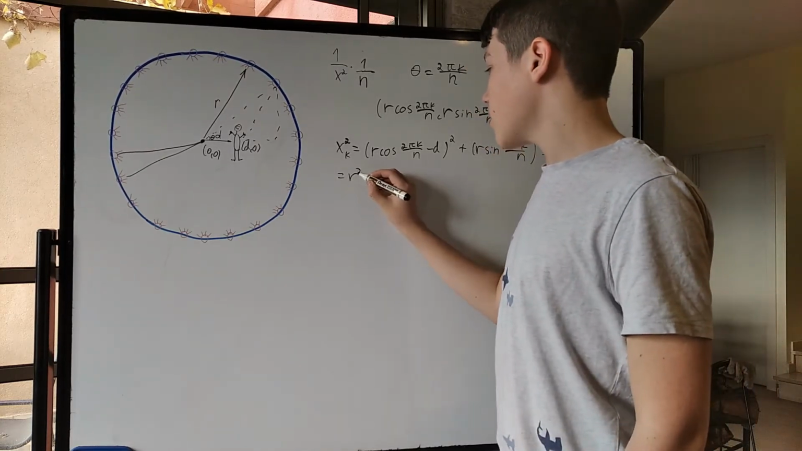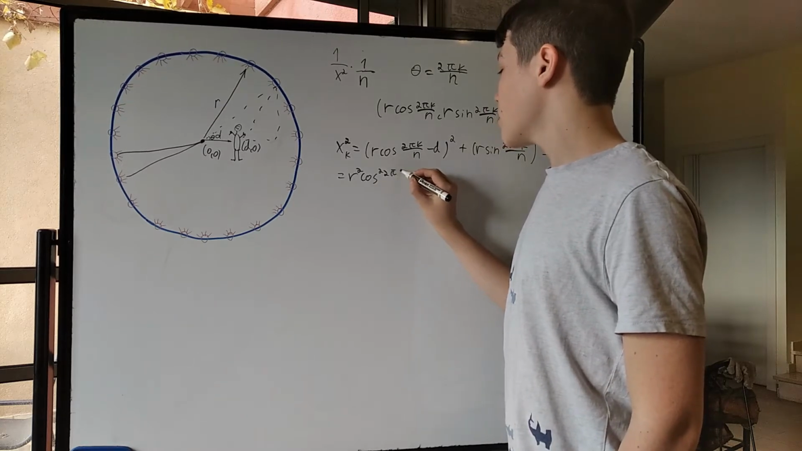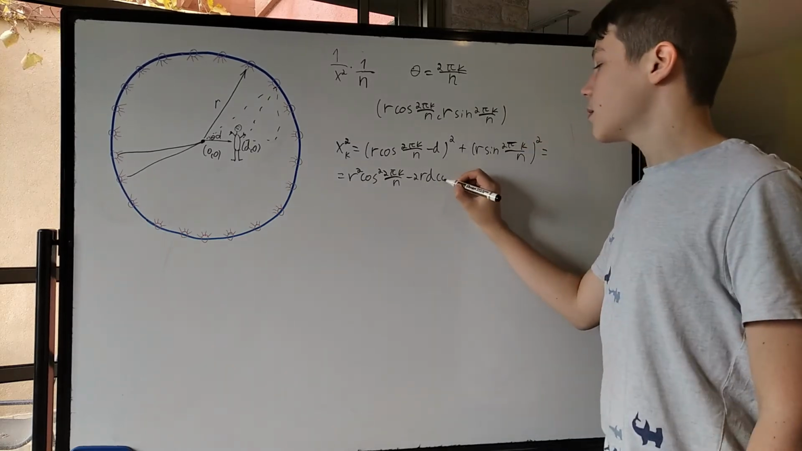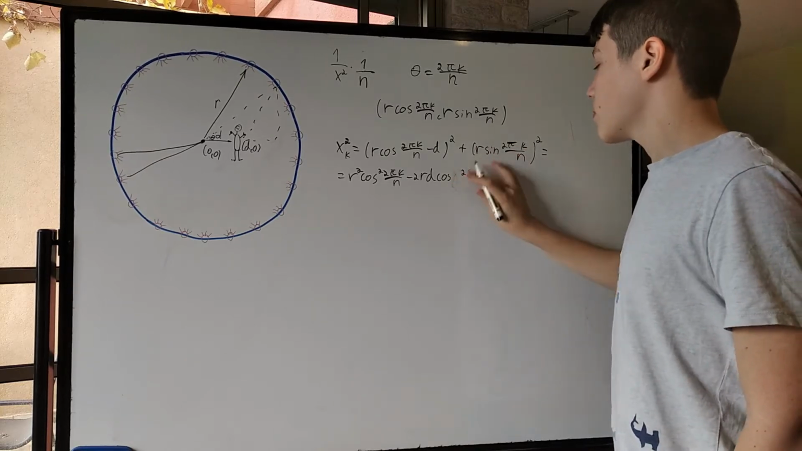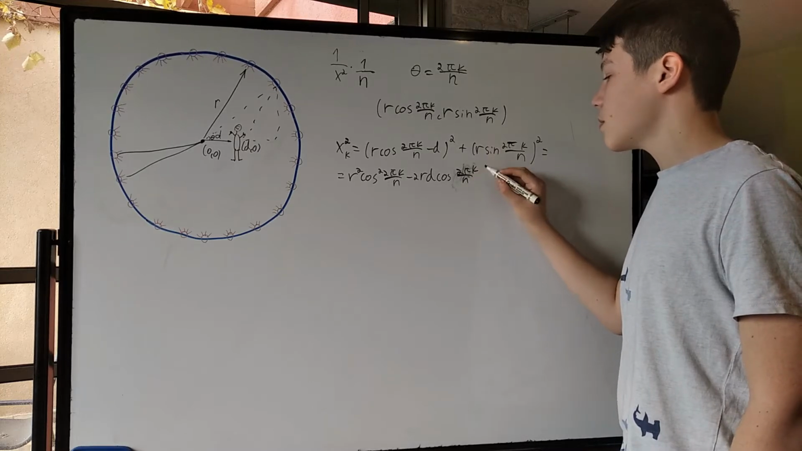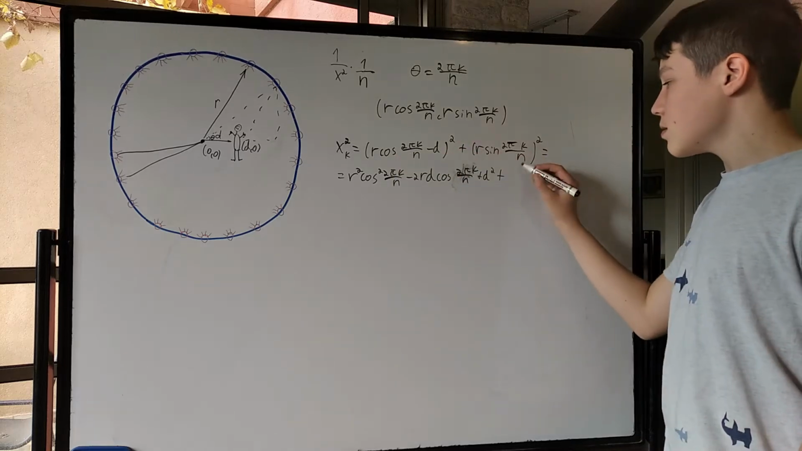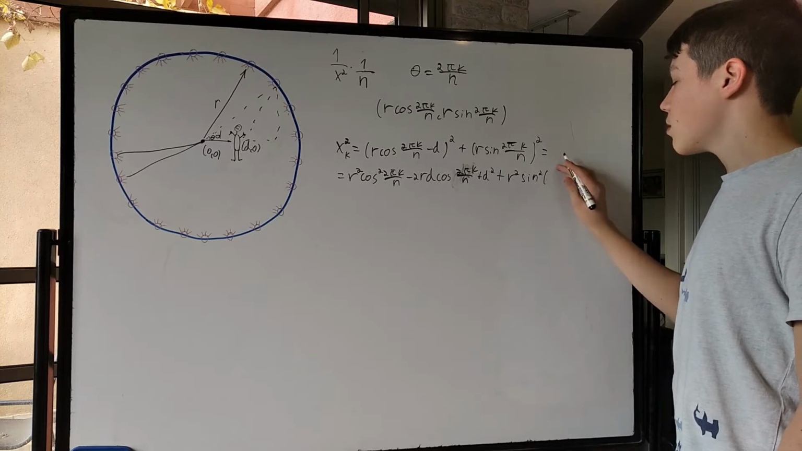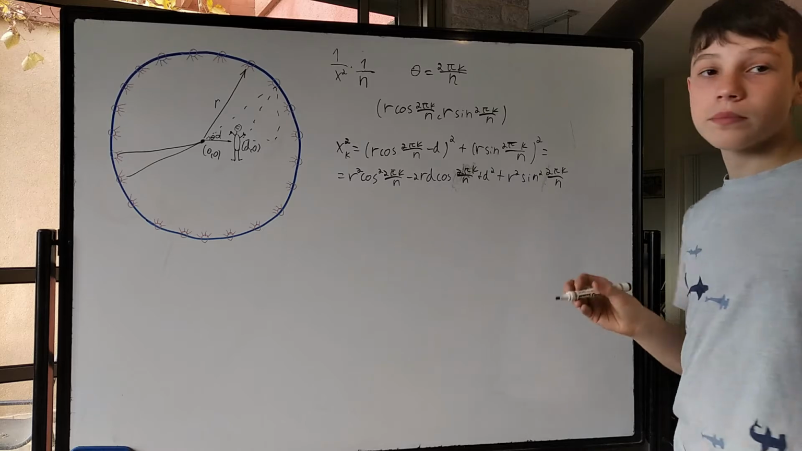So this is r squared cosine squared of 2 pi k over n, minus 2rd cosine of 2 pi k over n, plus d squared. This is this, and this is r squared sine squared of 2 pi k over n. Okay.